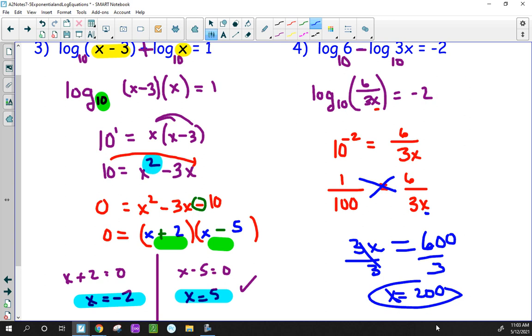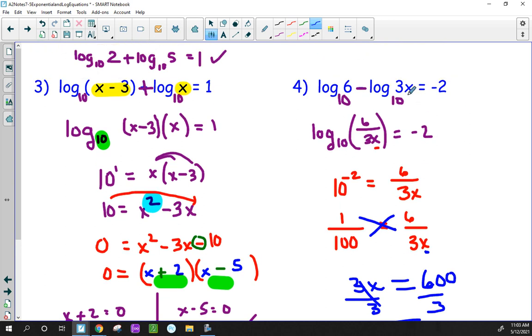And again, you can check it. You can put 200 back up here and say log base 10 of 6 minus log base 10 of 3 times 200, which will become 600. Because it's subtraction, you can throw it back as a quotient, like 6 divided by 600, which is 1 over 100, and then 10 to the negative 2 matches that problem. Or you can use your calculator and do this part, and then type that in, and then just make sure this minus this is negative 2.